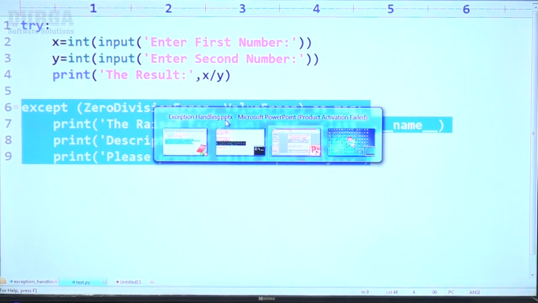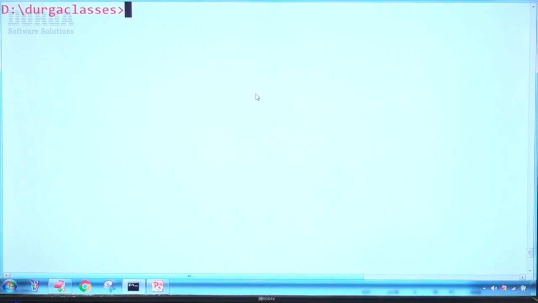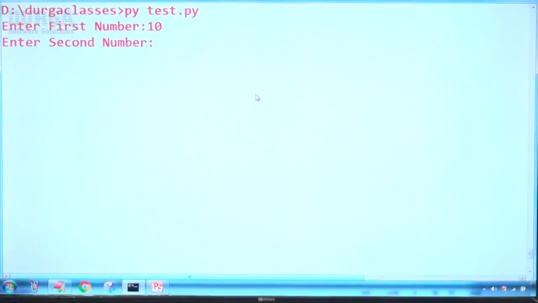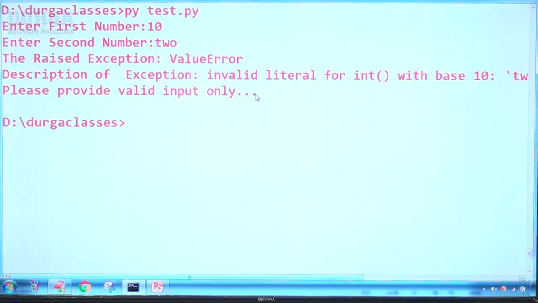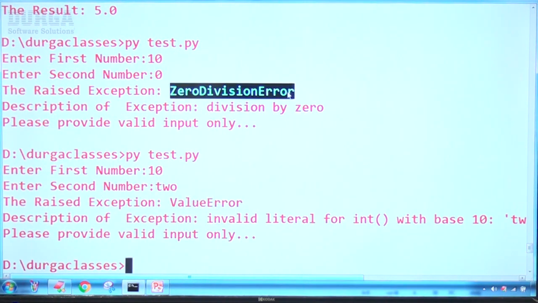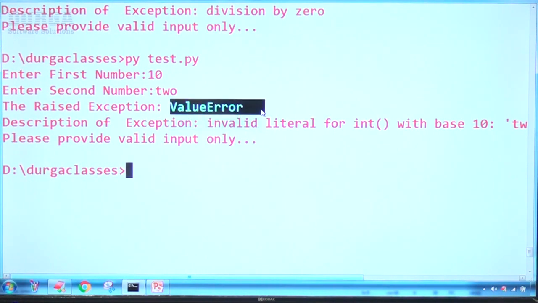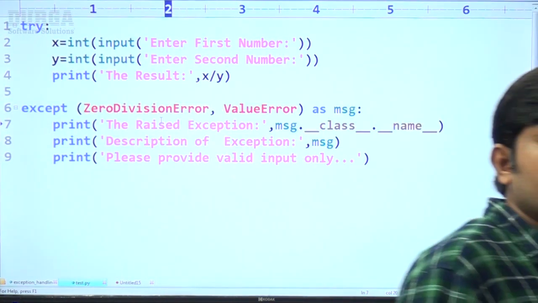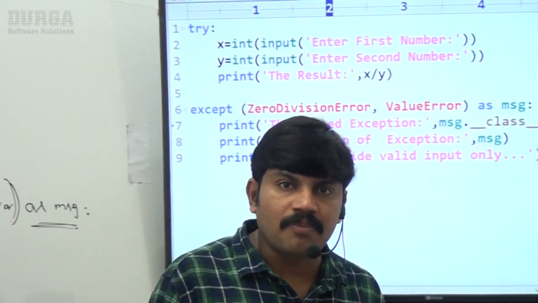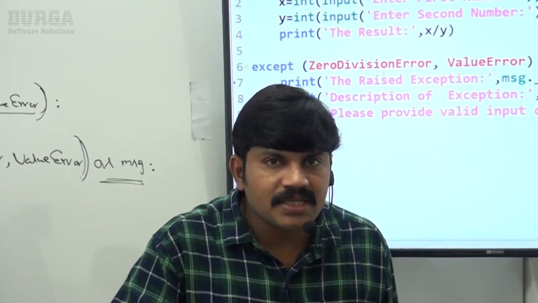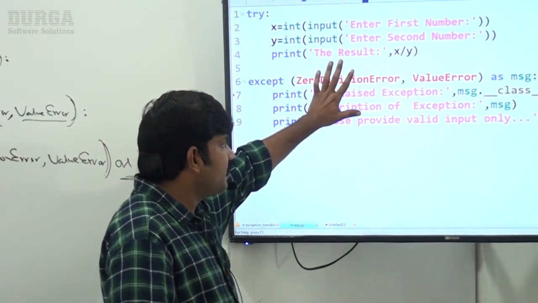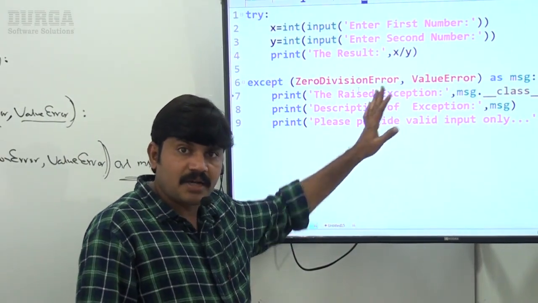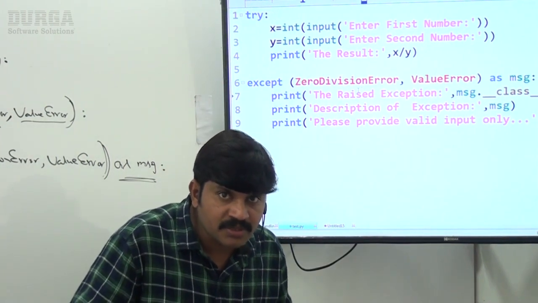Now let me execute this code again. Let me take 10, but for the second number I take a non-numeric value. Now the raised exception is ValueError. So either ZeroDivisionError or ValueError, this single except block can handle both. So a single except block can handle multiple exceptions. Now the terminology is clear: what the syntax is and how you can use it. Any doubt about this? Clear, right?